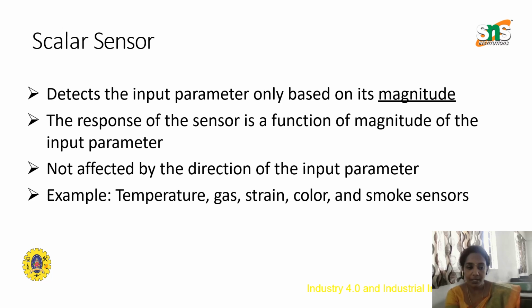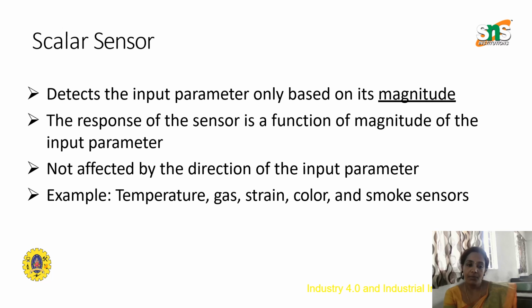So it's like this one is nothing but the scalar sensor. It usually detects the input parameter only based on its magnitude. So when the sensor can sense only the data magnitude, then we say it as a scalar sensor. The response of the sensor is a function of magnitude of the input parameter, not affected by the direction of the input parameter. For example, the temperature sensor, gas sensor, strain sensor, color sensor, or the smoke sensor.